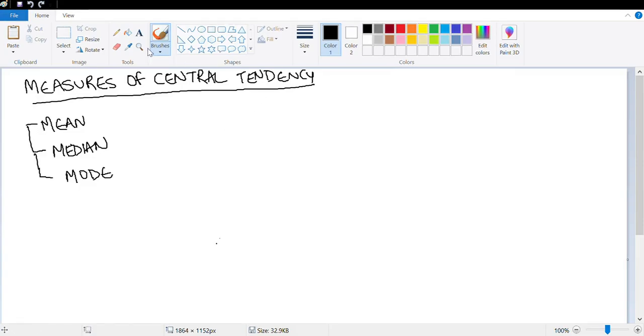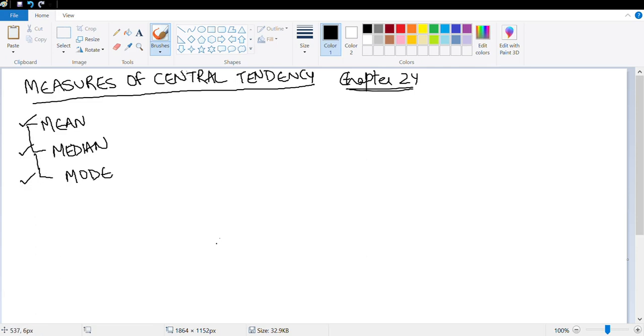Hi guys, let's start a new chapter which is measures of central tendency. That's our chapter number 24. We've done this earlier in 8th and 9th as well. Central tendency would mean the average of the given data. There are three kinds of averages that we've talked about: mean, median and mode.